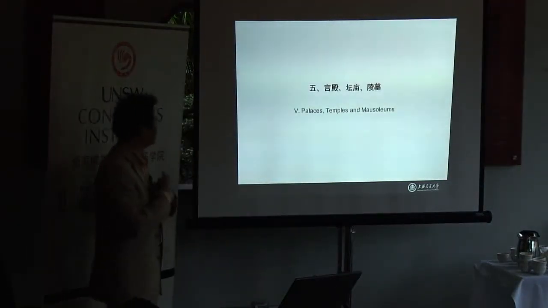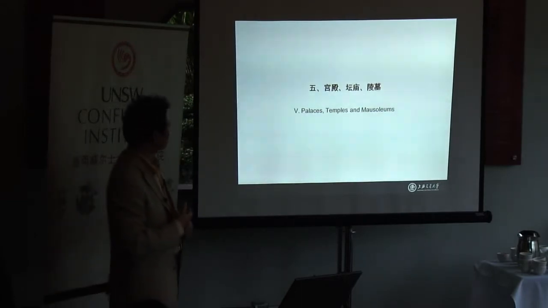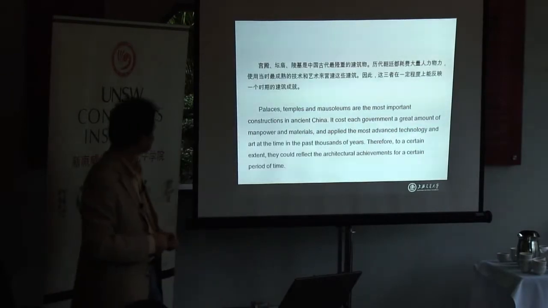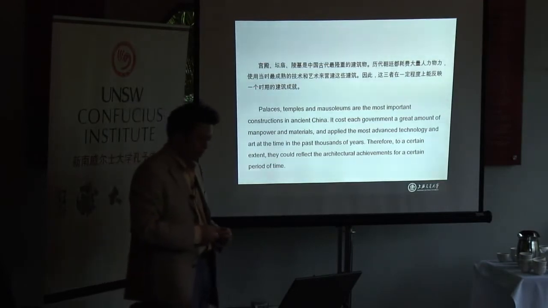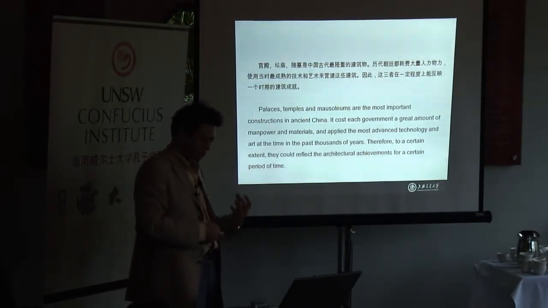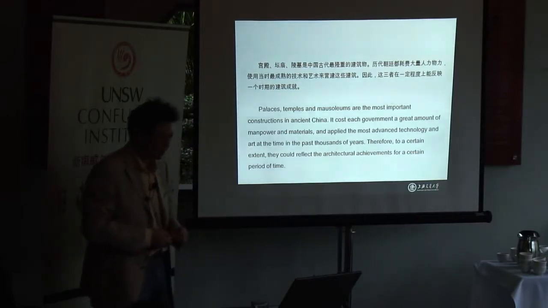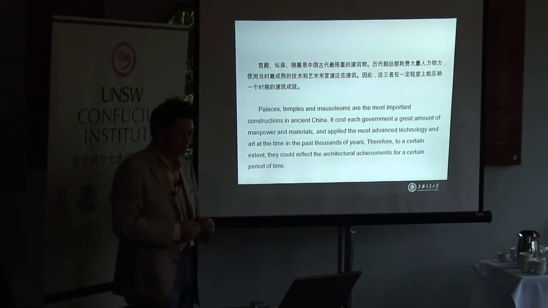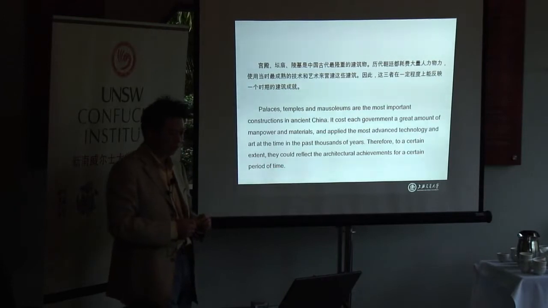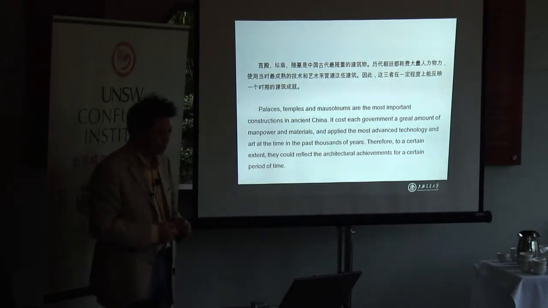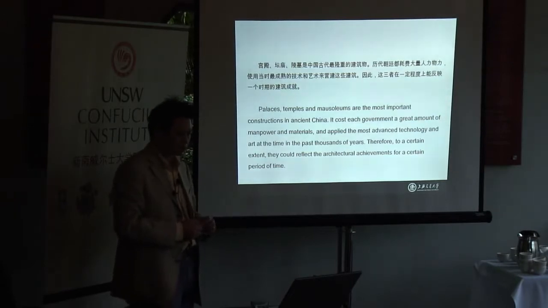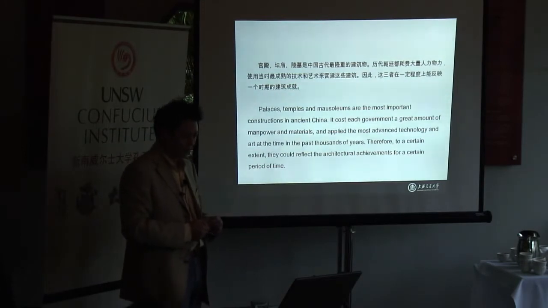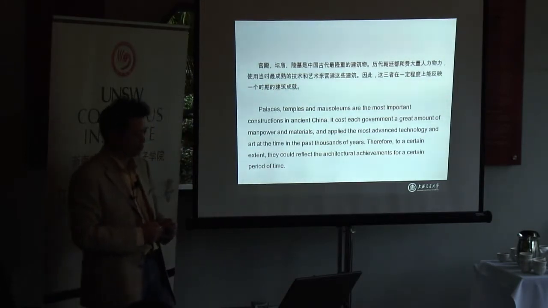Okay, we talk about the first part, palace, temple, and tomb. Palaces, temples, and emperor tombs are the most important constructions in ancient China. They cost each government a great amount of manpower and materials and applied the most advanced technology and art of the time. Therefore, to a certain extent, they reflect the architectural achievement of a certain period.